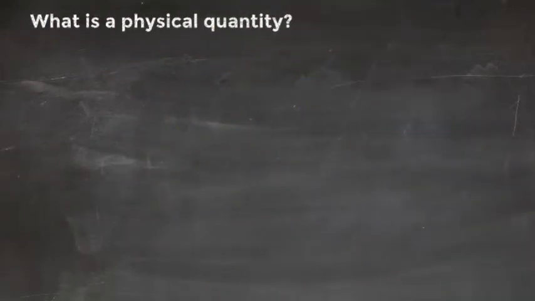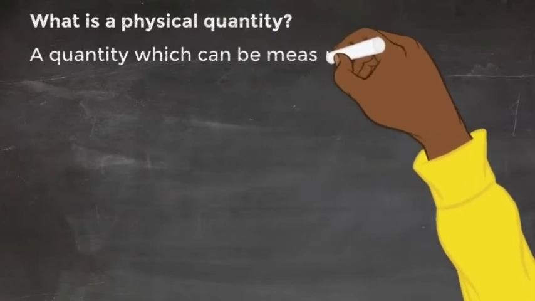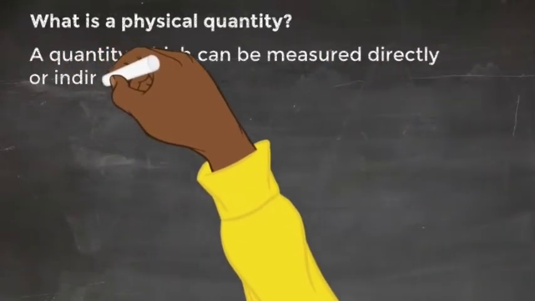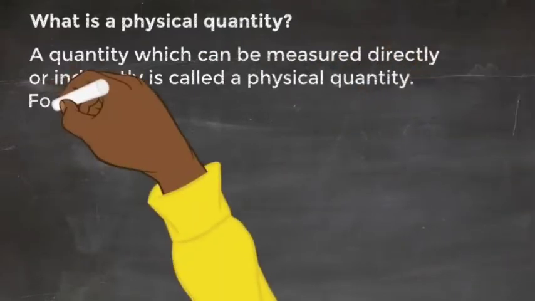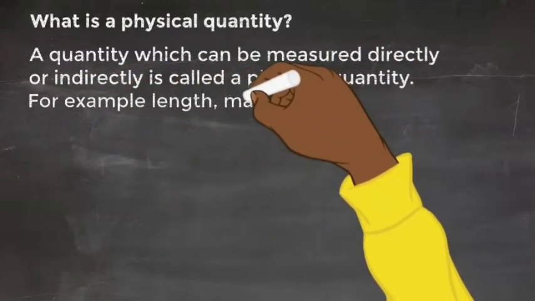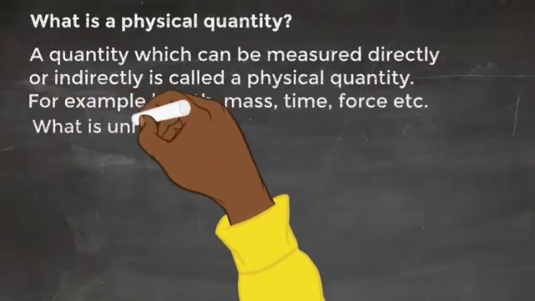What is a physical quantity? A quantity which can be measured directly or indirectly is called a physical quantity. For example, length, mass, time, force, etc.